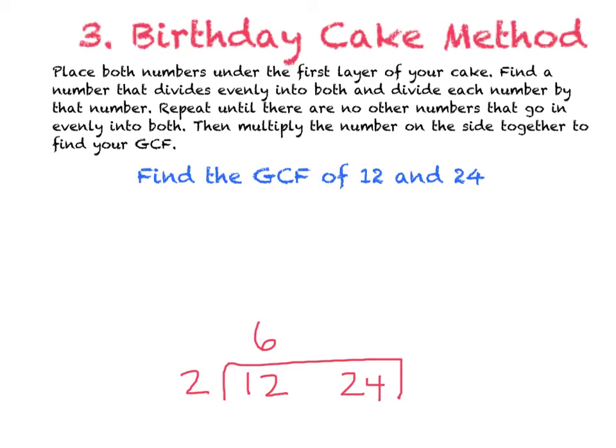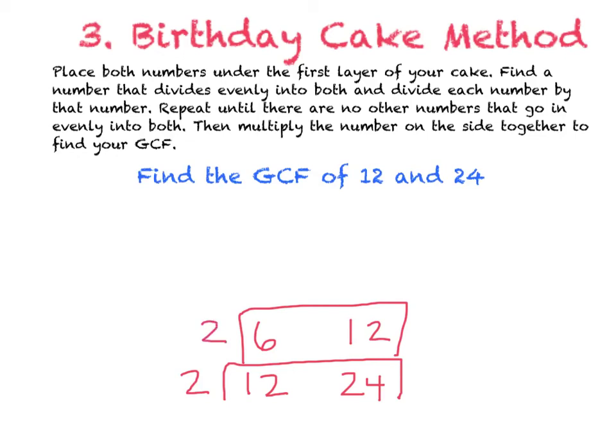So 2 goes into 24 12 times. Then I'm going to put another layer of cake over those. And I'm going to see what number goes into both 6 and 12, because I'm going to repeat until there are no numbers that go into both. Well, 6 and 12 are still both even, so I know 2 goes into both.